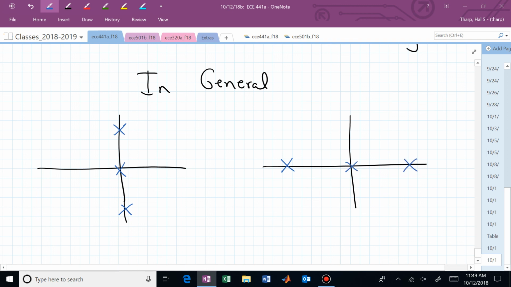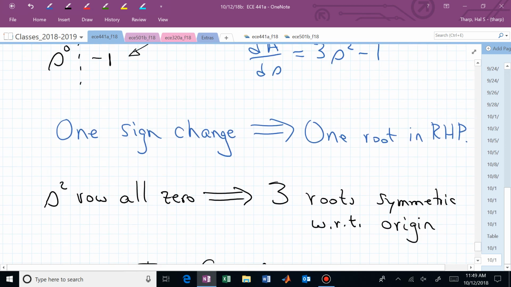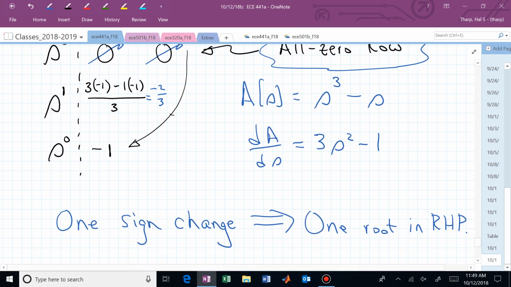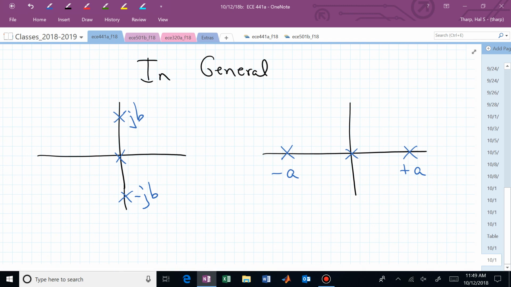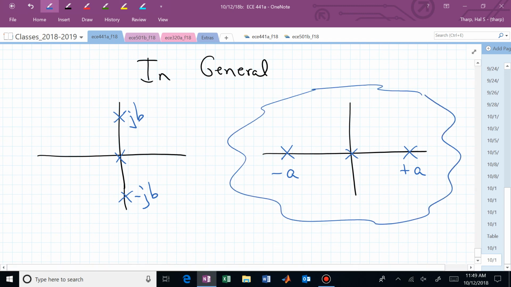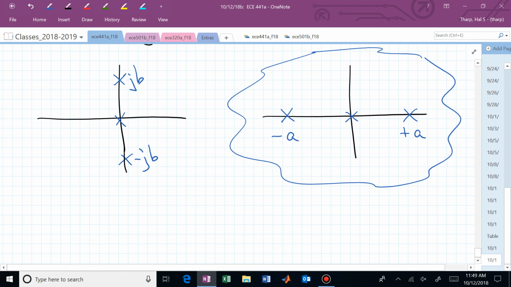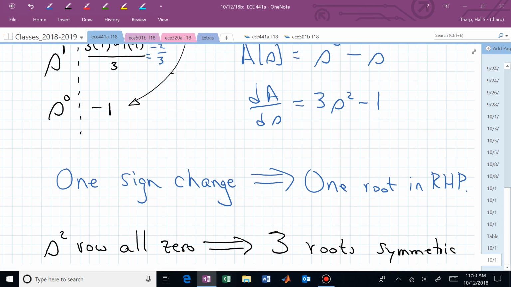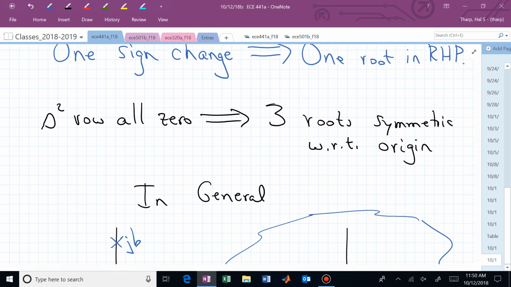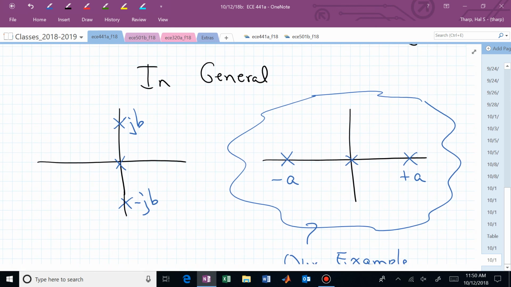In the left case, if these roots are at plus and minus jb, and maybe this is at minus a and plus a, which example did we have? Well, if we go back to the Routh array, we actually had one sign change, so we had one root in the right half plane, and that is only going to happen for this particular pattern of symmetry with respect to the origin. This is actually our example. If we would have been able to conclude from the Routh array that we had no sign changes, which didn't happen here, then we would have had the pattern shown on the left.